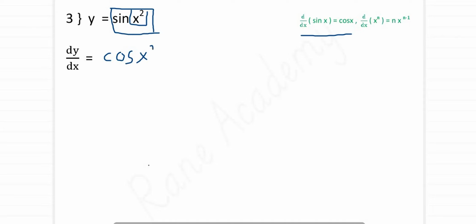Now here instead of x we have x square, so we differentiate x square. Now x square is a power function. So derivative of x raised to n is n into x raised to n minus 1. So derivative of x square is 2x raised to 2 minus 1. So the final answer is 2x cos of x square. So here we find that the outermost function is sin of x square and the inner function is x square.